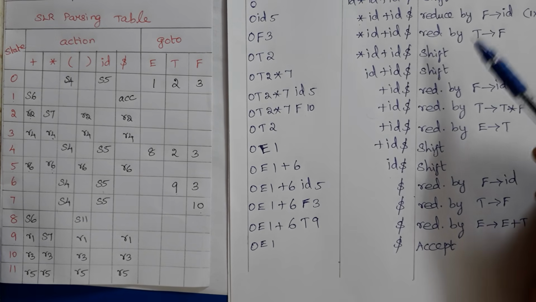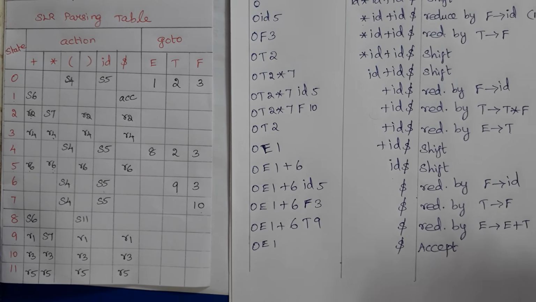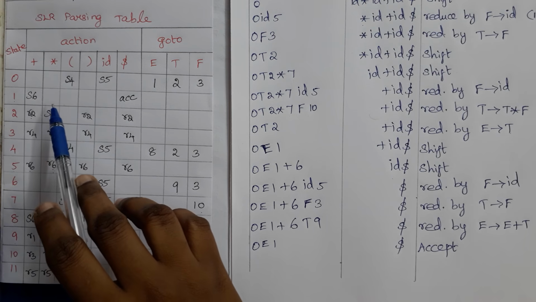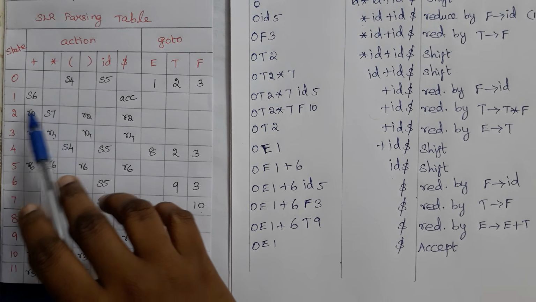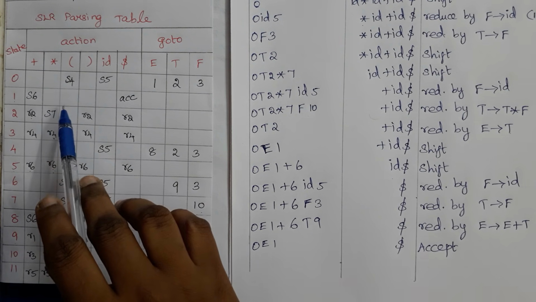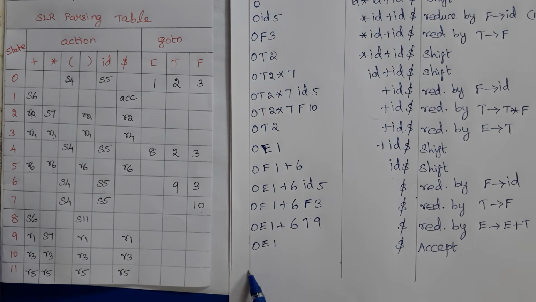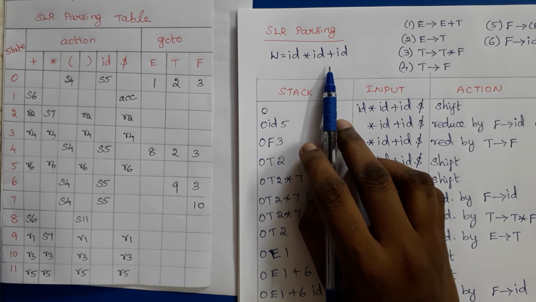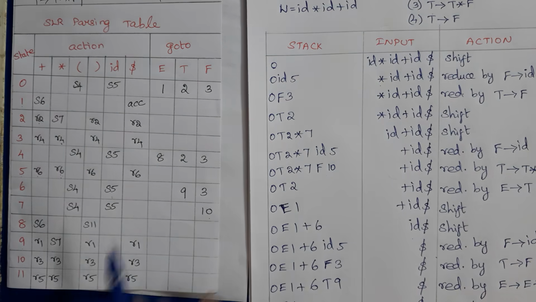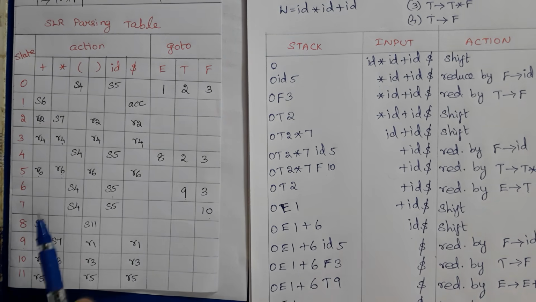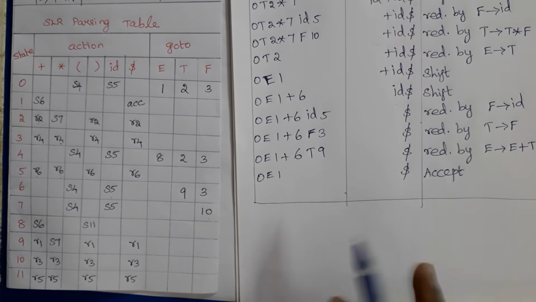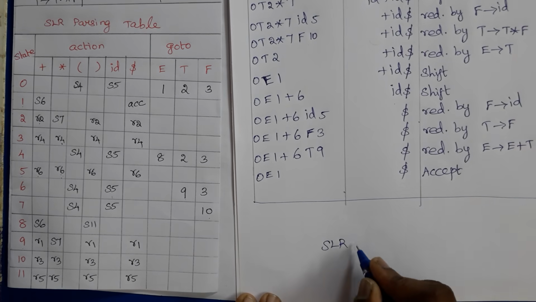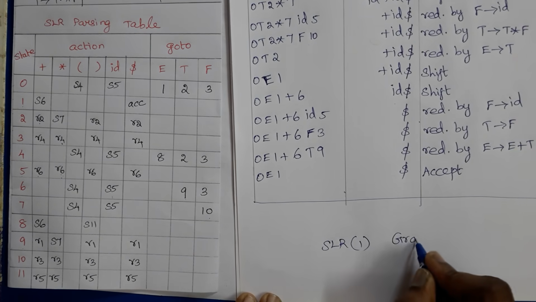So the actions are shift, reduce and accept. Sometimes we may have to refer to the blank entry. In that case we need to write error. That is, the input string has some syntax error, so the parser cannot parse the input string. So in this example, the SLR parsing table has single entries. All the entries are single entries. So we can say that this grammar is SLR(1) grammar.